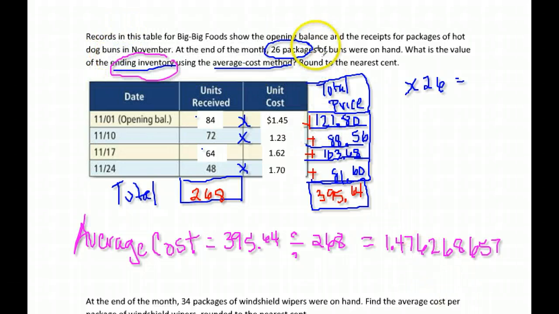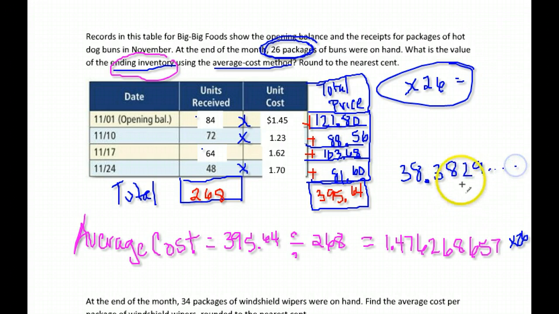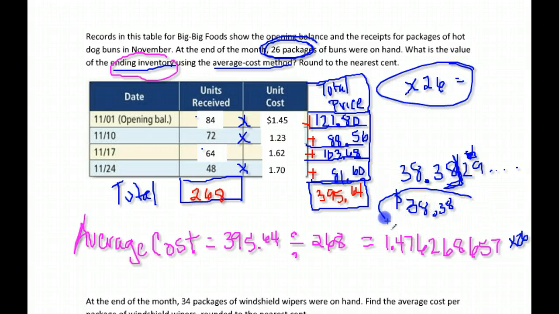So for our inventory, remember we had 26 packages left. We're just going to take that number times 26 and then round at the end. So that gives me $38.3829, and it goes on from there. It wants it rounded to the nearest cent, so we need to cut off right here. The 2 is not big enough to round up, so we just get $38.38 is the value of our inventory at the end of the month.